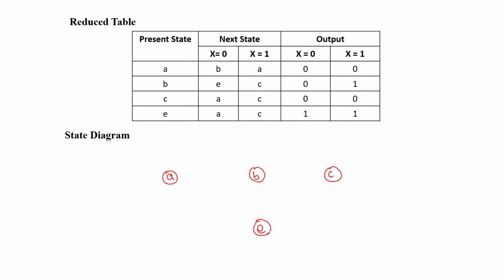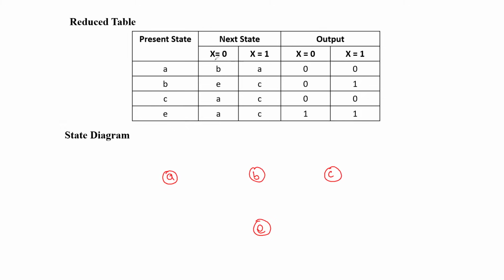Sorry, here what we have is E. D is not there now. Okay, now we have A, B, C, E only. So these are the states taken here. Now I will see from the reduced state table, we need to draw the state diagram.